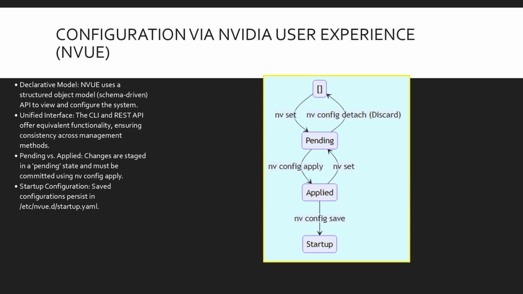What is the key takeaway? NVUE provides a safe API-first approach to configuration that prevents accidental outages by requiring explicit application of staged changes.